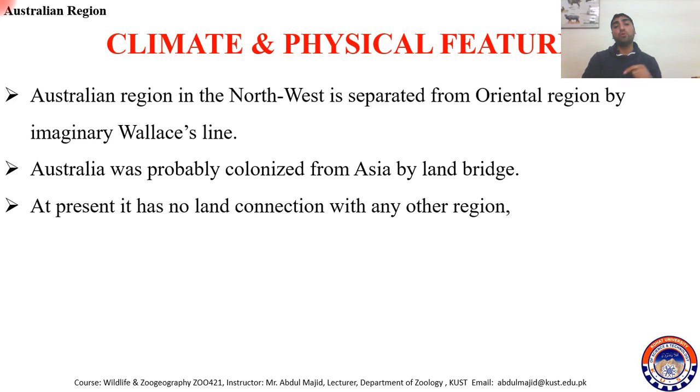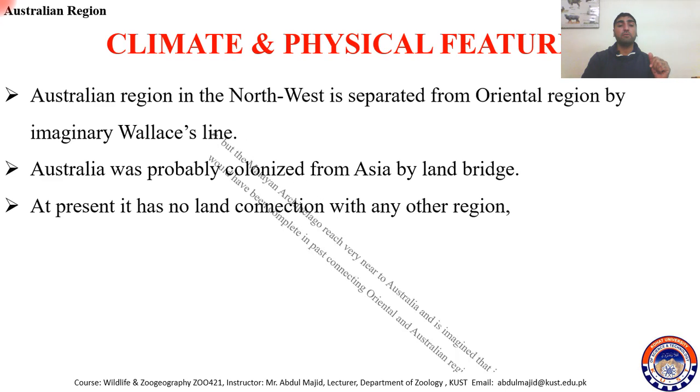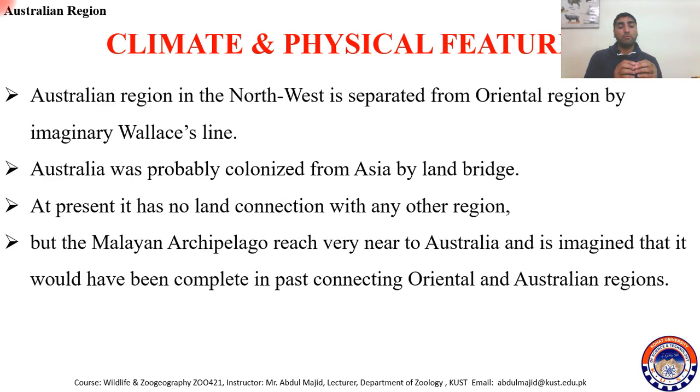So at present, it has no land connection with any other region. Mean Australia doesn't have any connection with mainland. But the Malayan archipelago reaches very near to Australia, and as I imagine it would have been complete in the past, connecting Oriental and Australian region. So the islands between the Oriental region and Australian region, or Asia and Australia, there are many thousands of islands. In the past, these islands were joined together, making a bridge between the two areas, which is now lost.